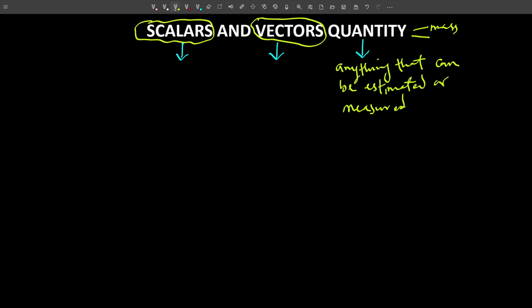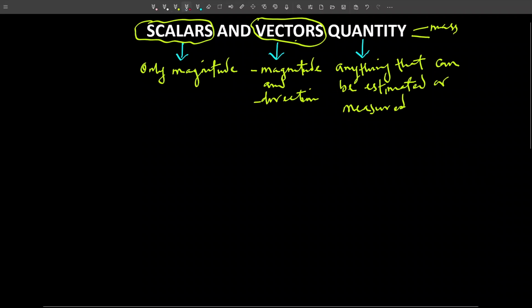So when we say a scalar quantity, what do we say? We say a scalar quantity is any of these quantities that have only magnitude. It has only magnitude. There is no direction. We don't deal with direction here for scalars. While for vectors, they have two things. They have magnitude and directions. So unlike scalar quantities, vectors have both magnitude and direction.